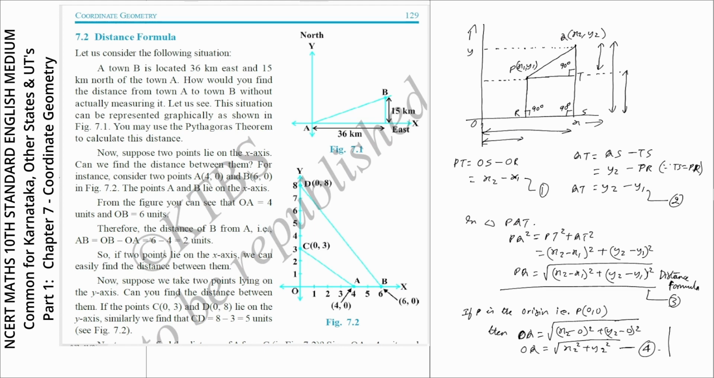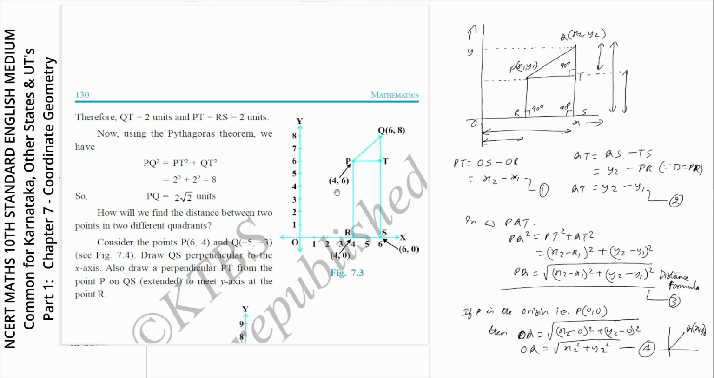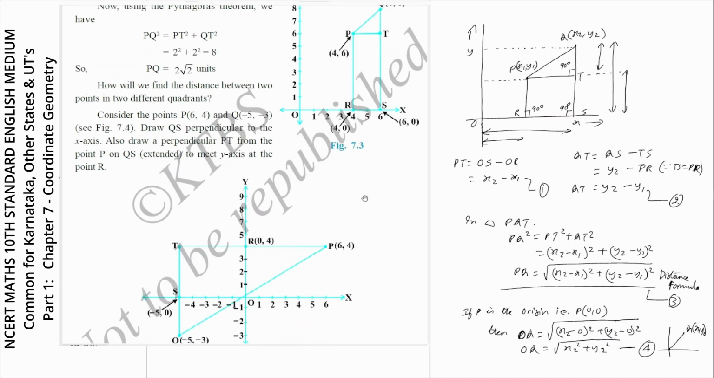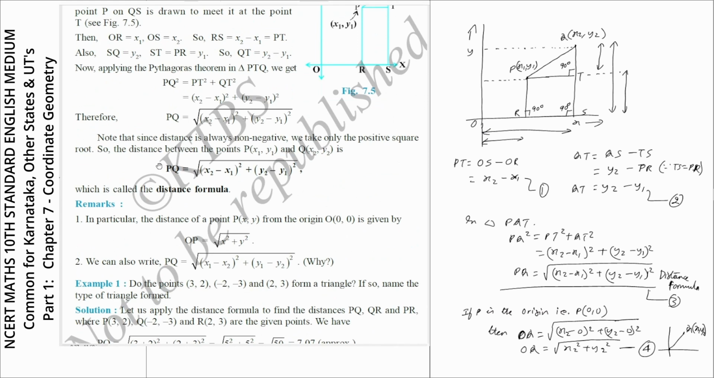So that means it's like this. Q is here, x2, y2. The distance of OQ is given by square root of x2 square plus y2 square. You can go through the text. I have given the same explanation as in the text. Now here you can see in the xy plane there are 2 points P and Q. So ultimately when we derive the distance formula, we'll get the distance between point P and Q as square root of x2 minus x1 the whole square plus y2 minus y1 the whole square.